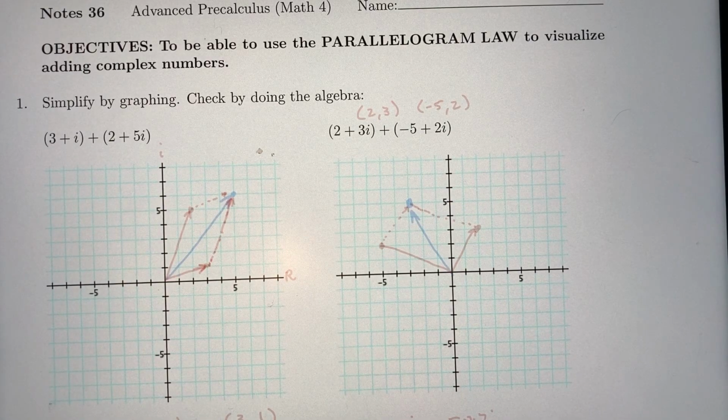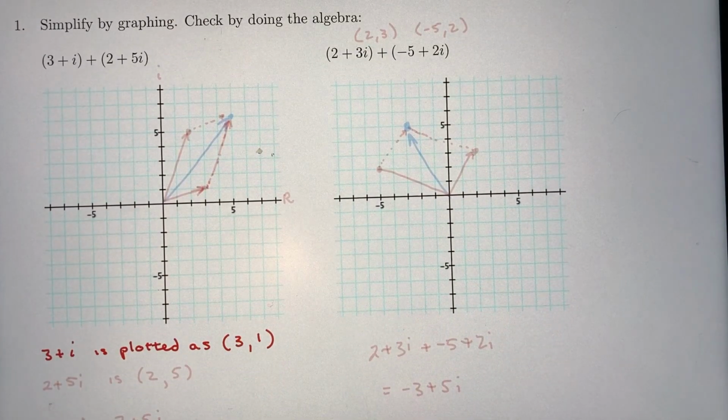Okay. I want to take a look at this and think of 3 plus i as 3 comma 1. So we're co-opting the axes. Instead of an input axis and an output axis, we're now going to just describe complex numbers by doing a real axis and an imaginary axis.